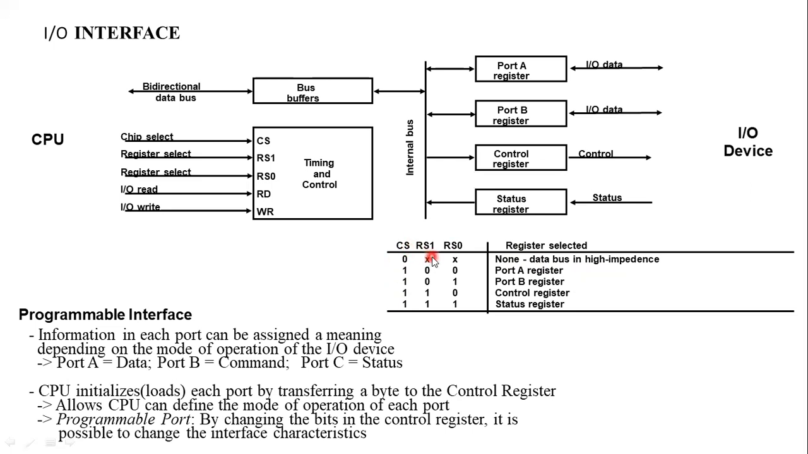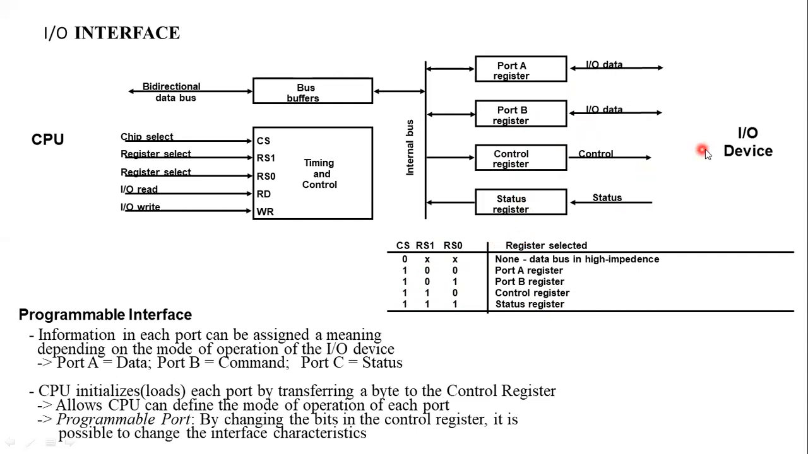If register select 1 is set to 0 and register select 0 is 0, then the port A register will be enabled. If register select 1 is 0 and register select 0 is 1, then the port B register will be initiated. Now, keeping CS on the enable position, that is high, here if it is high and this is low, then the control register. If both are 1, both on high, then the status register will be enabled.